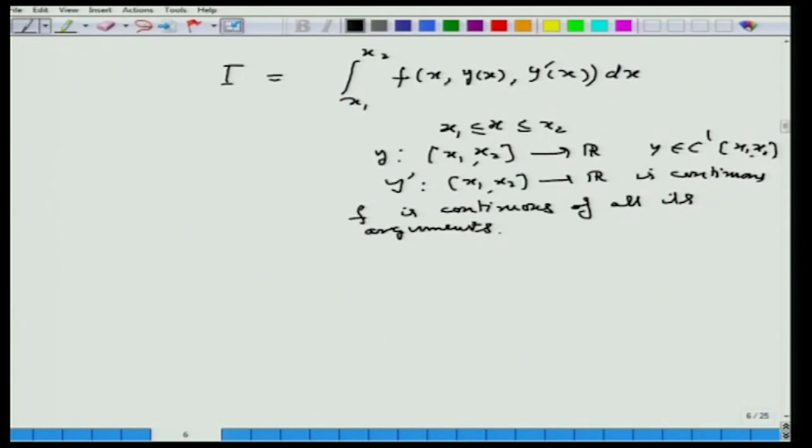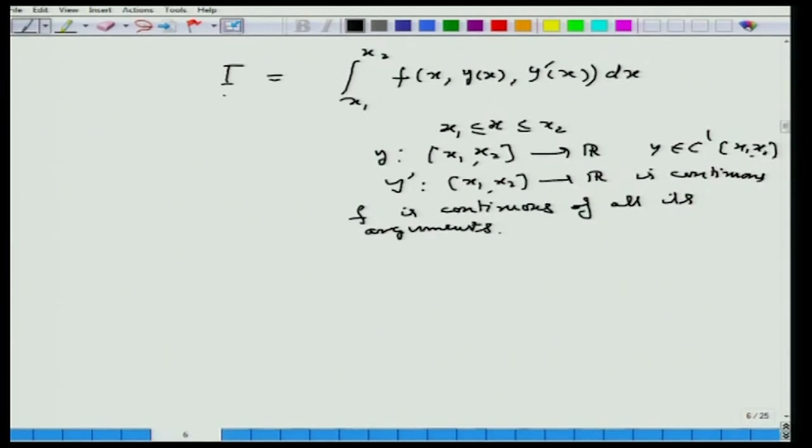So, there are three arguments for this function: x, y and y prime. Here this f is a continuous function of these variables, and y in turn is a continuous function between x1 to x2, and y prime is also a continuous function. So overall this integrand becomes a continuous function from x1 to x2, and then by the Riemann theory, we know that this integral I exists as a Riemann integral.